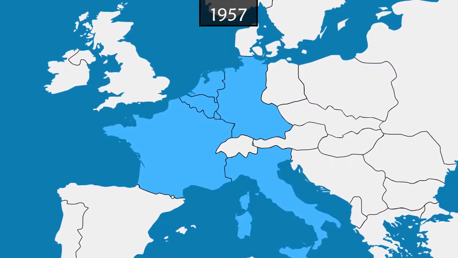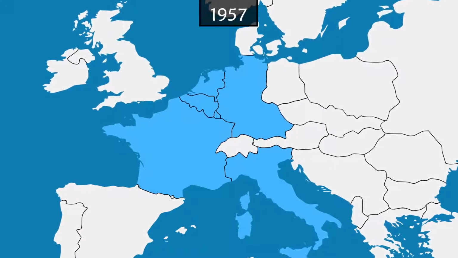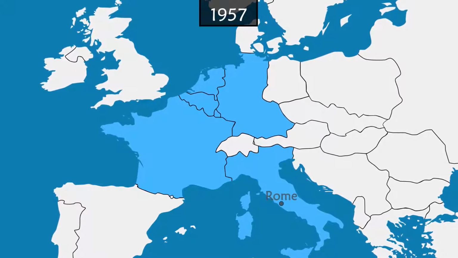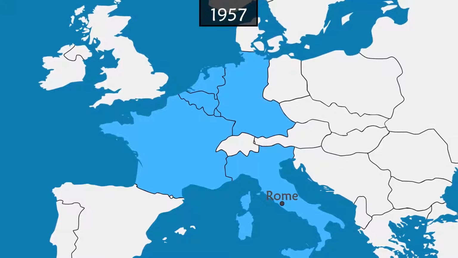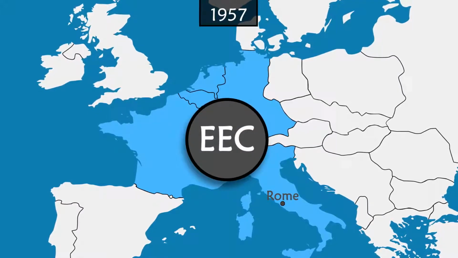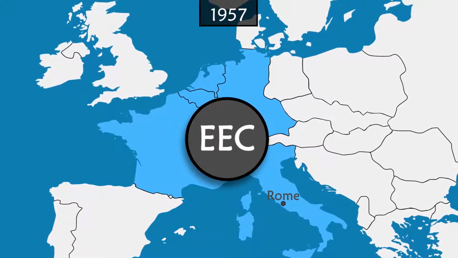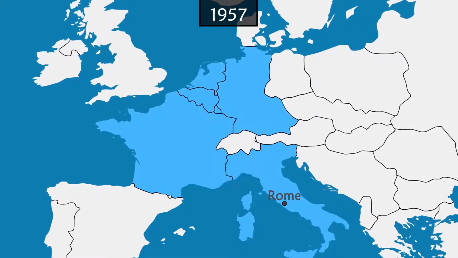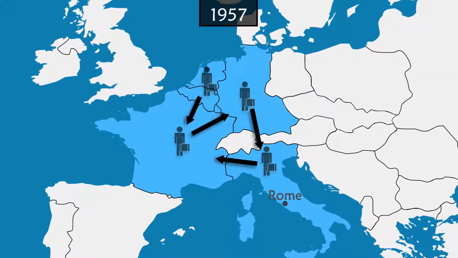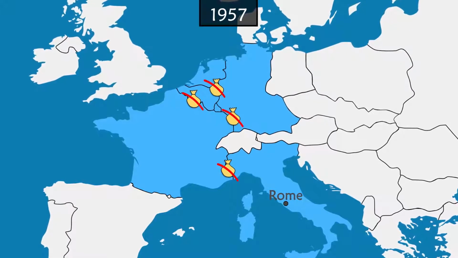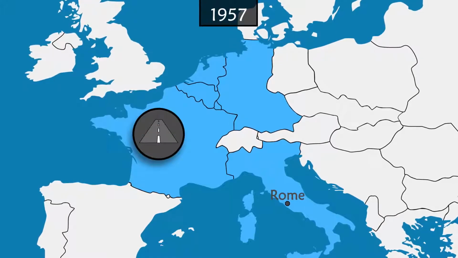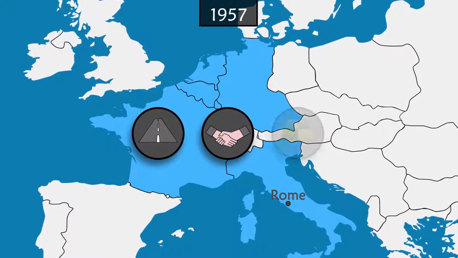To accelerate the development of Europe, the 6 founding countries meet on the 25th of March 1957 in Rome to sign 2 new treaties. The first treaty creates the European Economic Community, whose main objective is to establish a common market, including allowing the free movement of workers and eliminating tariffs between member states. The treaty also defines common policies on transport, trade, and agriculture.